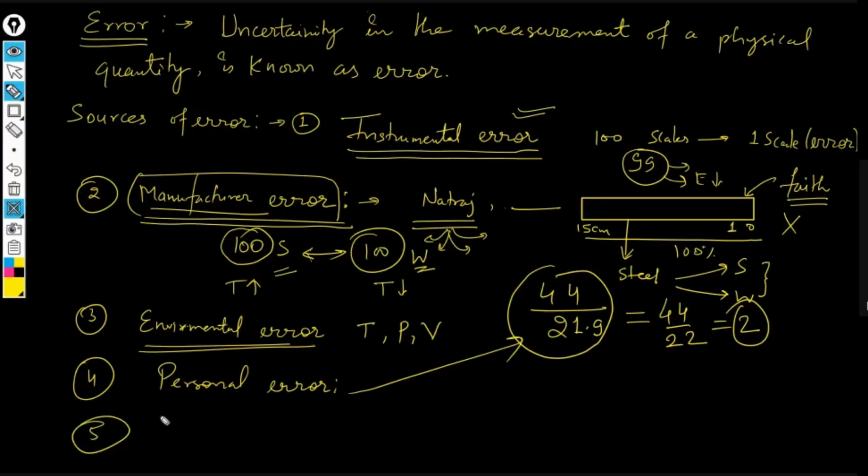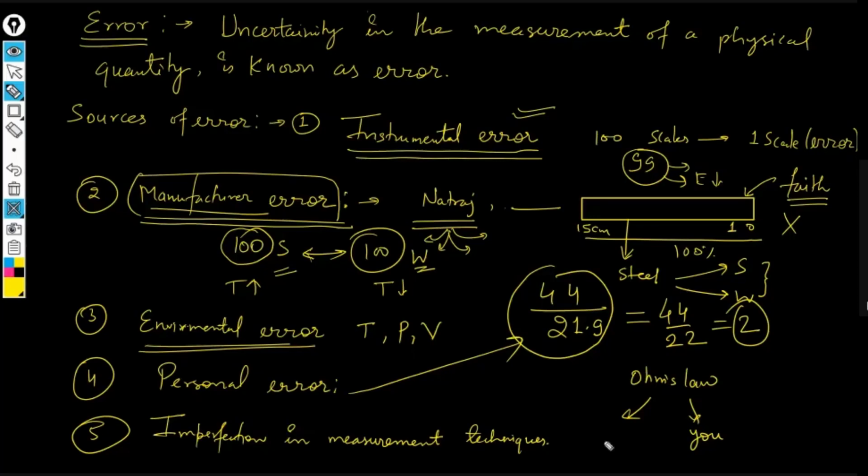Next one is imperfection in measurement techniques. Like suppose मैं एक experiment करता हूँ Ohm's law. At the same time in the same lab you perform Ohm's law. Who will get the more precise value of the resistance, you or I? You, sir. Because I am perfect in this experiment and you have done it only once or twice, or might have only studied that part.